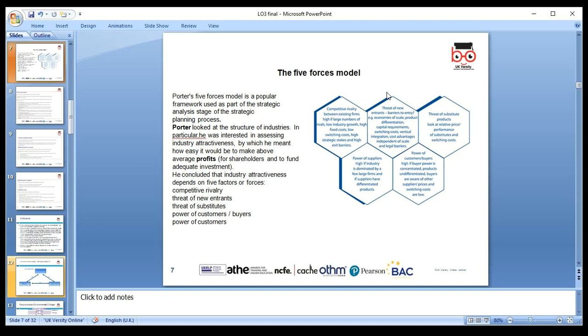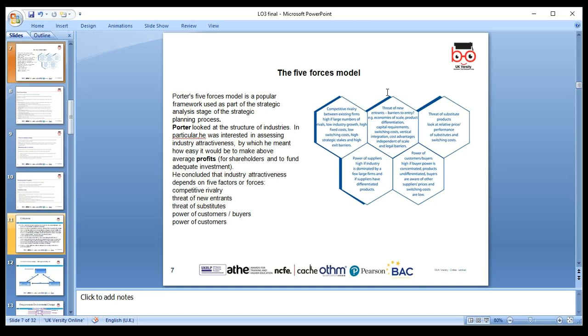Okay, then Porter's Five Forces. Michael Porter, one of the great scholars, gave the five forces model, which is a very popular framework for strategic analysis and planning. Porter looked at the structure of industries. He was particularly interested in assessing industry attractiveness, meaning how easy it would be to make above average profit for the stakeholders and fund adequate investment.